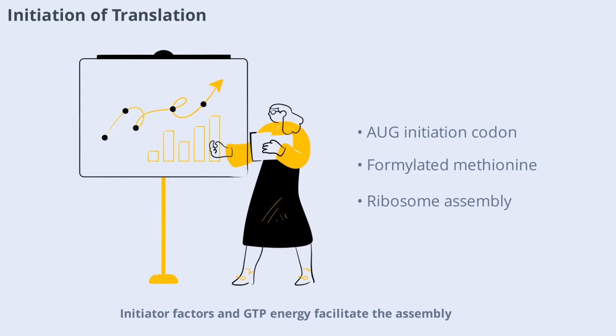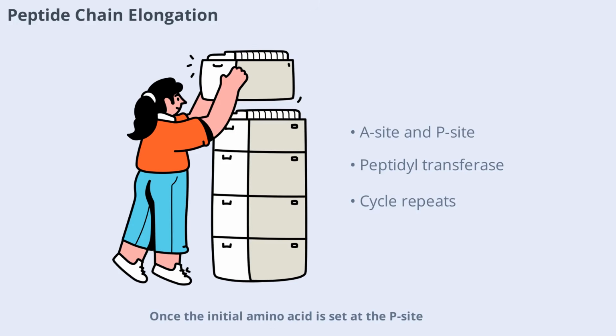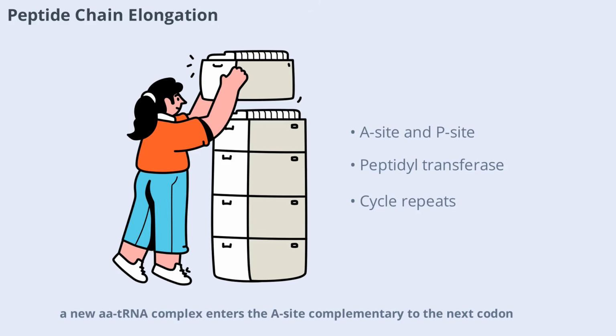Initiator factors and GTP energy facilitate the assembly of the ribosome and the start of translation. Once the initial amino acid is set at the P site, a new tRNA complex enters the A site, complementary to the next codon. Peptidyl transferase catalyzes a peptide bond between the amino acids, and the ribosome moves along the mRNA, repeating the cycle until the entire protein is synthesized.